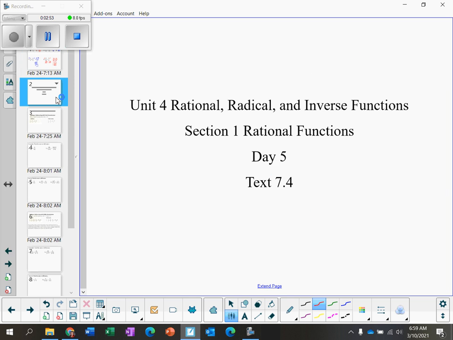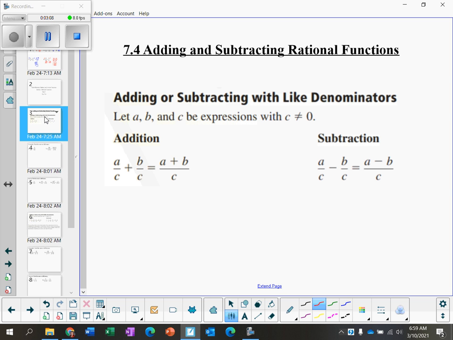So that leads us into our lesson today. We're still doing Unit 4, Section 1. This is the 5th day, and we're talking about Section 7.4, which is adding and subtracting rational expressions. So if I'm going to add and subtract, if they have like denominators, I'm just going to focus on the numerator. I'm going to add the numerators together, or I'm going to subtract the numerators, and they stay over the common denominator.